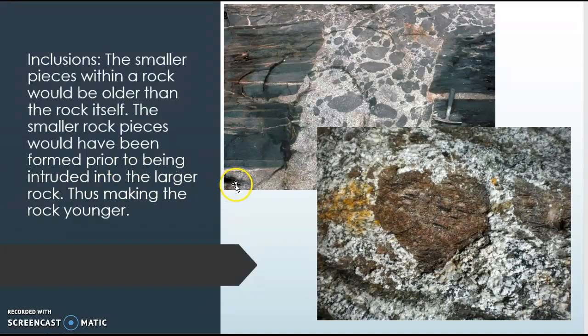Inclusions. These smaller pieces within a rock would be older than the actual rock itself. The smaller pieces would have been formed prior to being intruded into the larger rock, thus making the rock younger. Here we see another example of where it's actually been cut through and we have smaller pieces of inclusions.